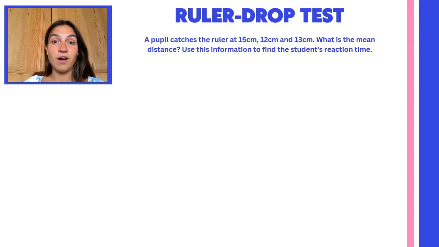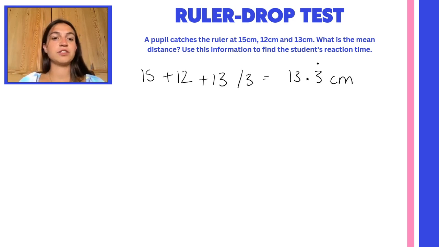Okay, we're going to start by looking at some of the questions they could ask you about the ruler drop test. So, a pupil catches the ruler at 15 centimetres, 12 centimetres and 13 centimetres. What is the mean distance? Okay, so what's the mean distance out of these? Well, to find the mean, I just have to add them all together and divide by my number of results. So 15 plus 12 plus 13 divided by 3 is 13.3 recurring centimetres.